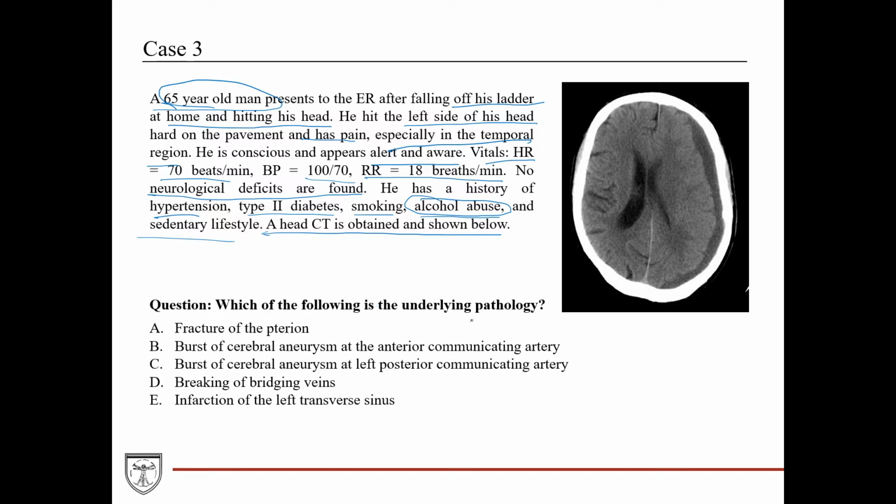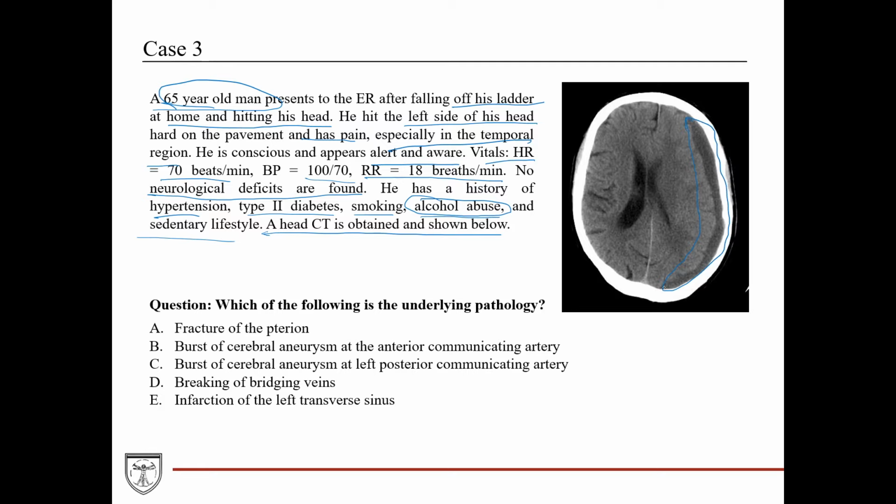Which of the following is the underlying pathology? So we want to go through this. It's kind of a secondary question. It's asking you which of the following would cause it. First, you've got to determine, is this an epidural or a subdural hematoma, and then you've got to go through what would cause that. So if we look at the imaging here, it's crescent shaped like this.